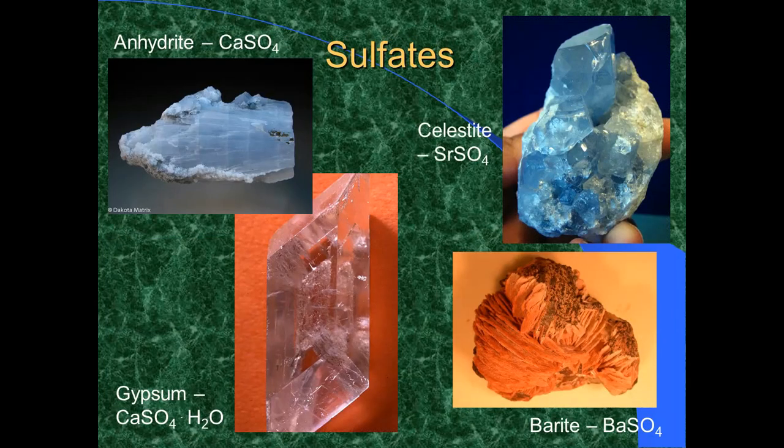Our last group are our sulfates. And we have probably the most common one here called gypsum, which is a hydrated sulfate. It has water in its structure. Gypsum is used for wallboard. So if you're looking at your wall right now, it's probably composed of gypsum. Anhydrite is the non-hydrated form. It's a calcium sulfate mineral. We have celestite, which is a strontium sulfate, and then barite, which is a barium sulfate mineral.